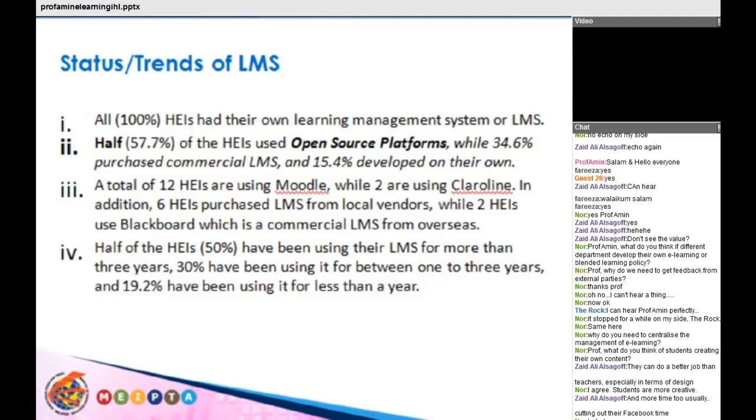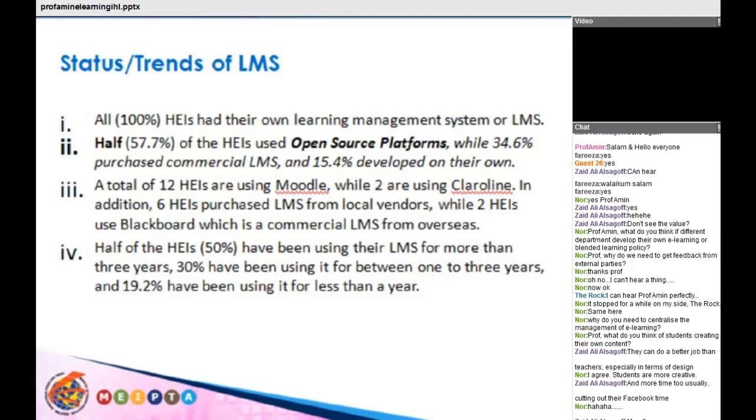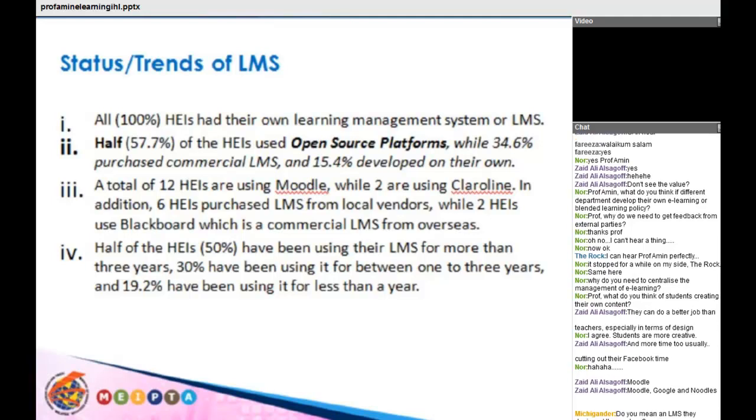Okay, now LMS. We found that in comparison to 5 years back, all universities have got their own LMS. Half of them use open source LMS. 34% started with purchased commercial LMS, Blackboard, WebCT. But I think most have now left the commercial ones. I can say at present, about 90% are using Moodle. Why? Because it's cheaper and you're able to customize according to your needs. And increasingly, people are also developing in-house.